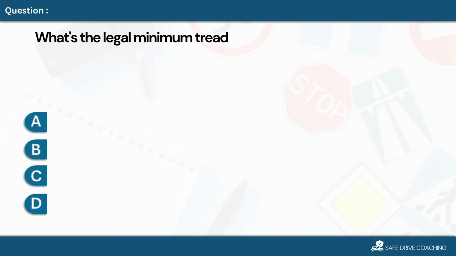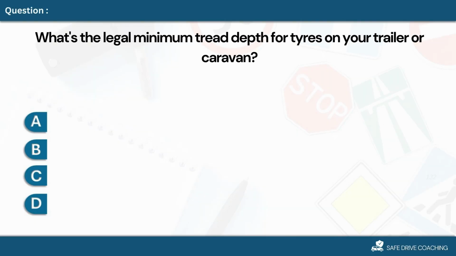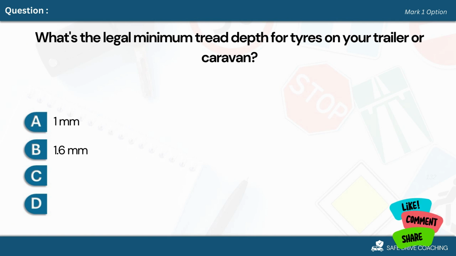What's the legal minimum tread depth for tires on your trailer or caravan? A. 1 millimeter. B. 1.6 millimeters. C. 2 millimeters. D. 2.6 millimeters.